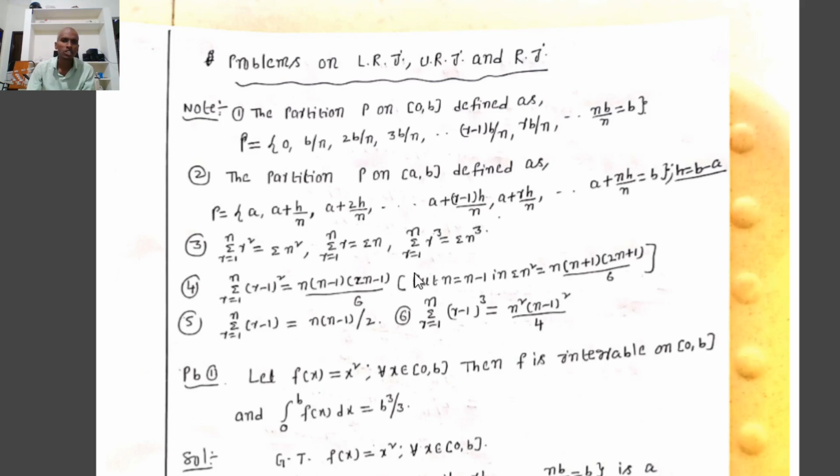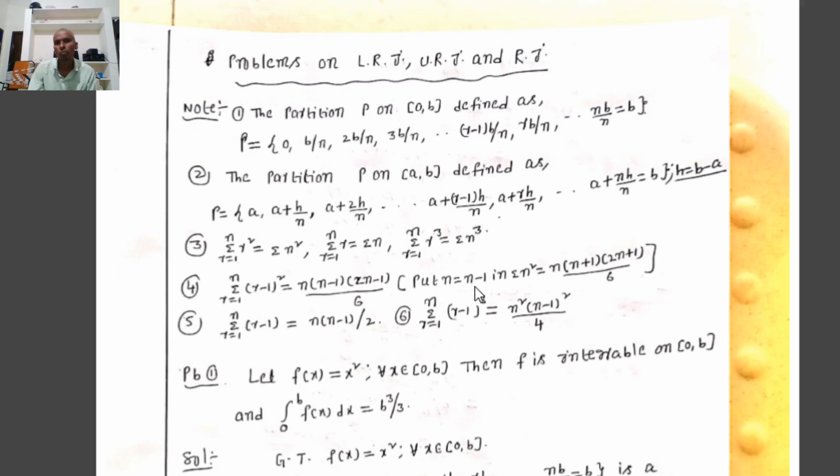Next one, summation r equal to 1 to n of r cube equal to 1 cube plus 2 cube plus 3 cube plus up to n cube, that is the square of the sum of the first n natural numbers. Therefore, summation n cube equal to n square (n+1) whole square by 4. Similarly, summation r equal to 1 to n of (r-1) whole square, where we substitute n as n minus 1 in summation r square. Therefore, the result is n(n-1)(2n-1)/6.